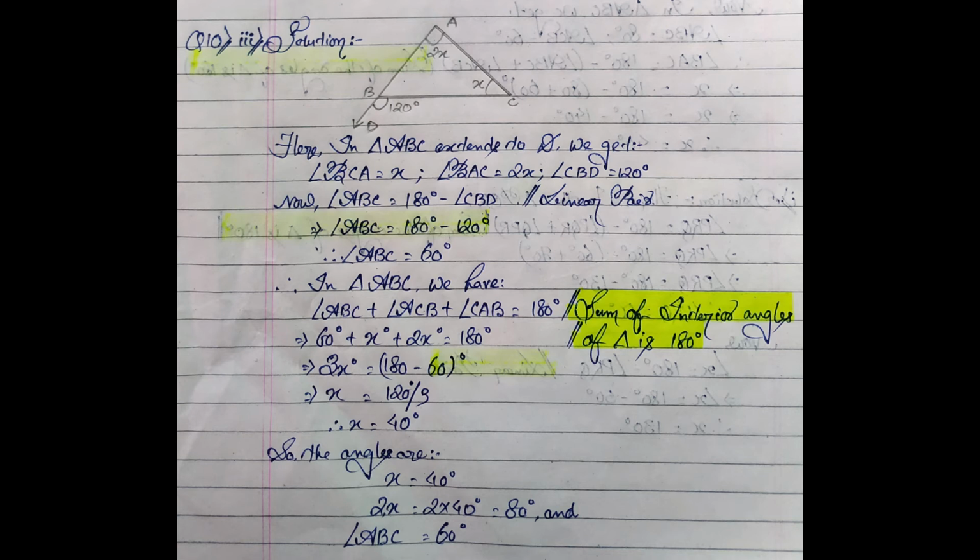Now in the triangle ABC, we have 60 degree plus x degree plus 2x degree equal to 180 degree. After performing the algebraic operations over here, that is x plus 2x equal to 3x, and from the method of transposition, 180 degree minus 60 degree becomes 120 degree. Therefore the value of x is 40 degree. Now we put the value of x in the different equations. We get x equal to 40 degree, 2x equal to 80 degree, and angle ABC equal to 60 degree. We have found it out earlier.